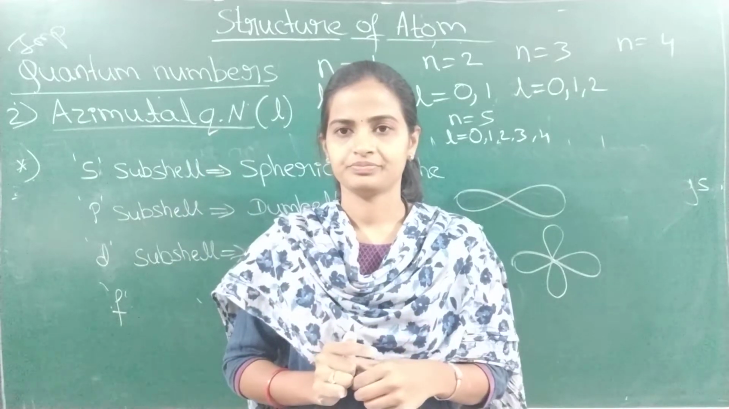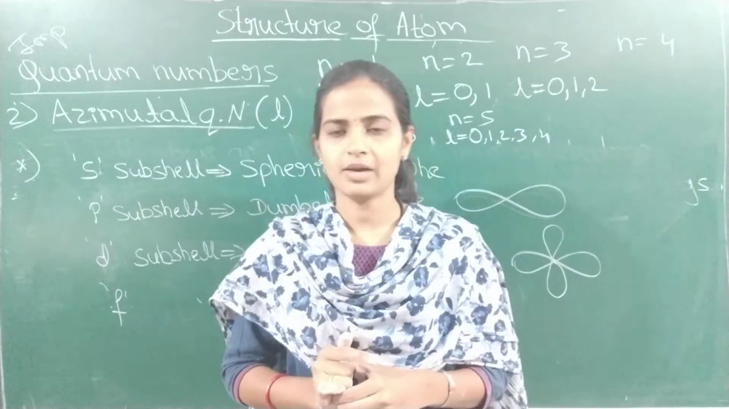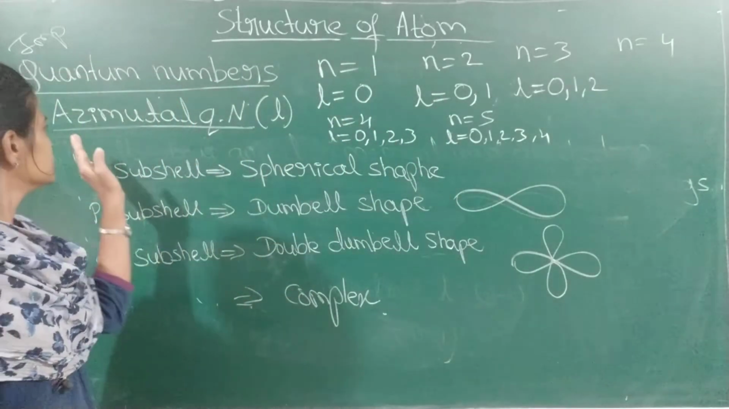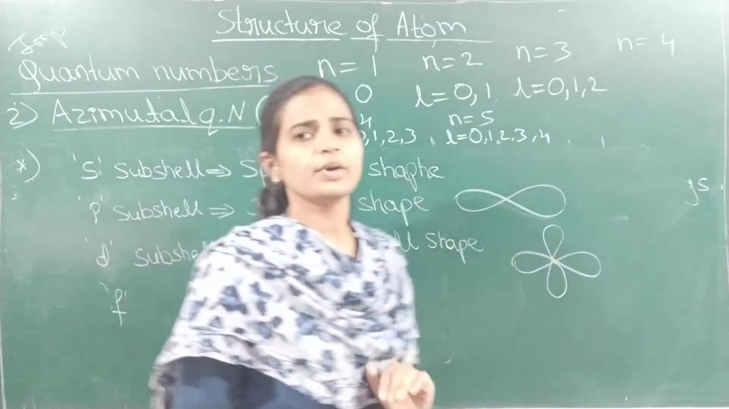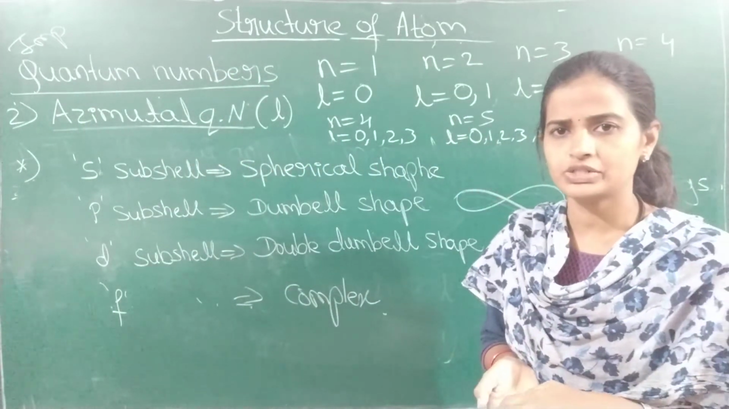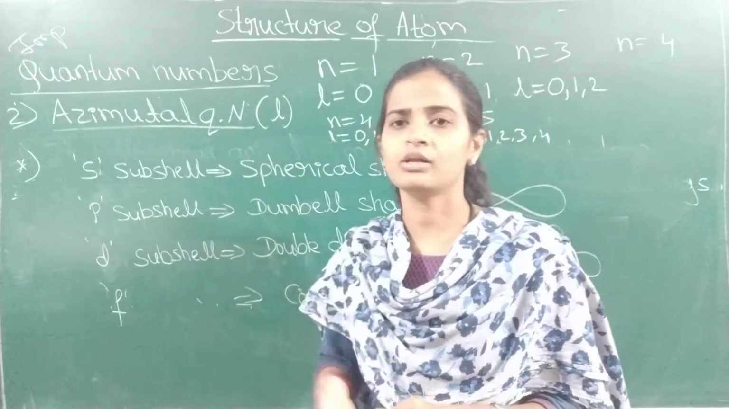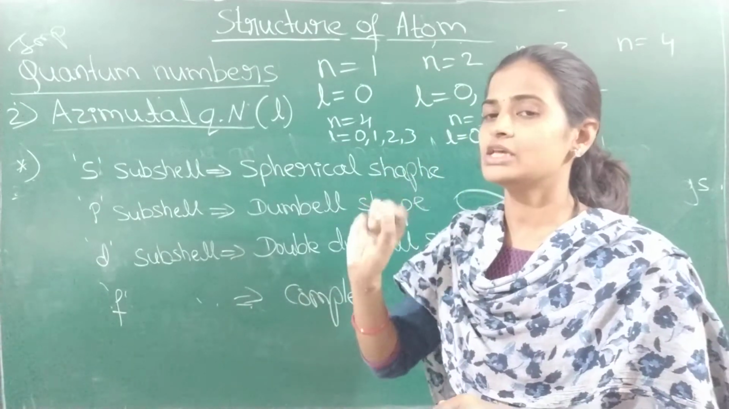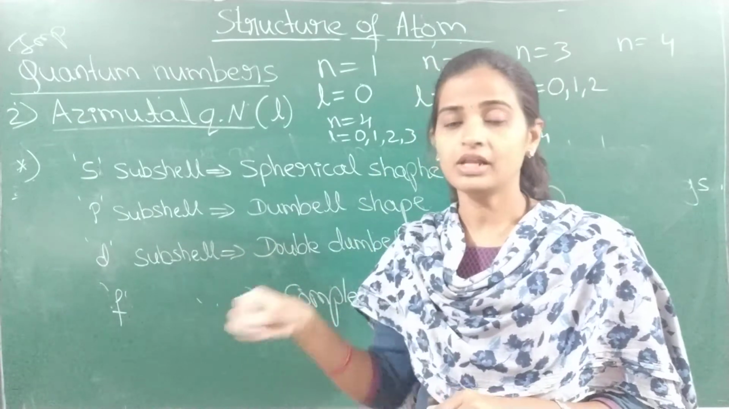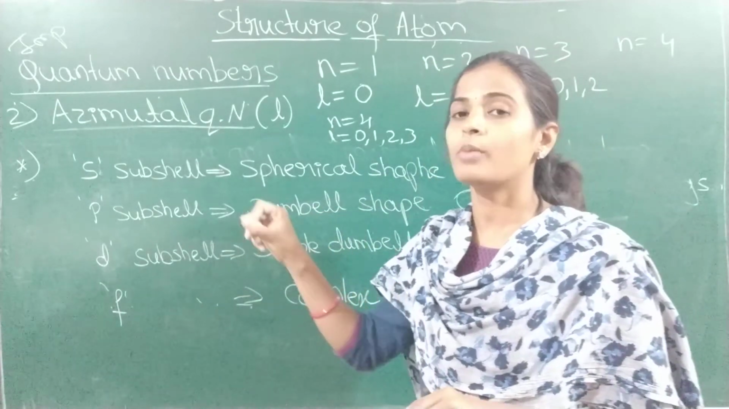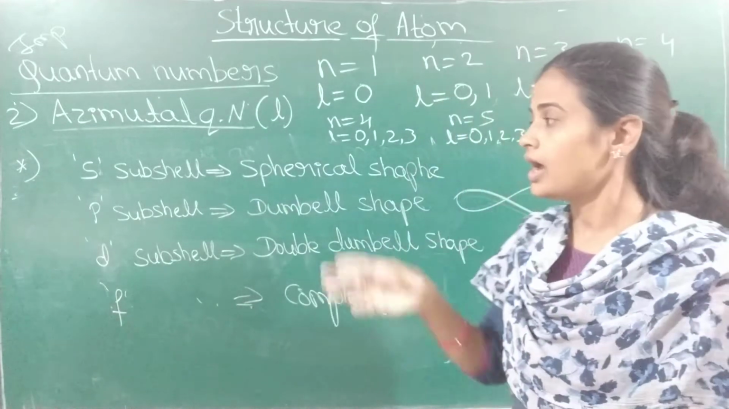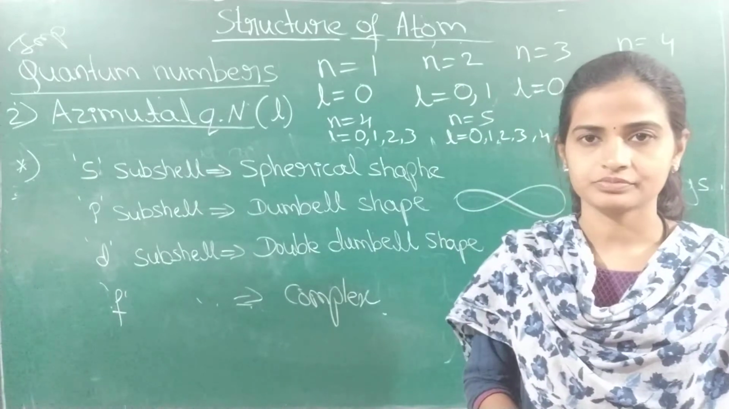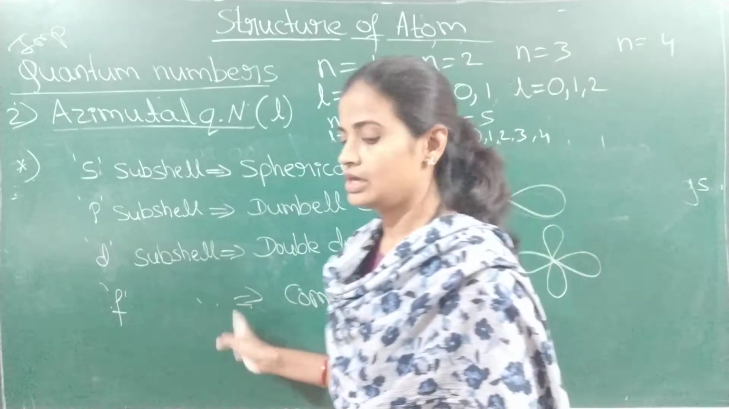D subshell. Like this. Dumbbell, double dumbbell. Got it, students? Yes. See. So therefore this azimuthal quantum number is very important. It gives so much information. It gives the information about the angular momentum of an electron, to which subshell an electron belongs, and if n is given, the l value is given by 0, 1, 2 up to n minus 1. Okay, and also it gives the information about the shape of the subshell. Got it? Okay. You remember this?